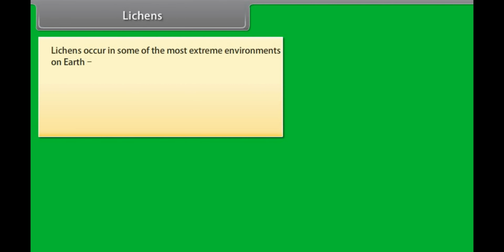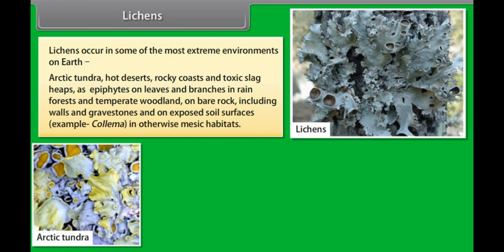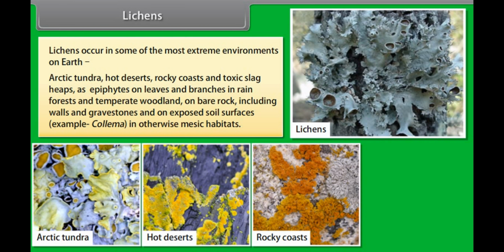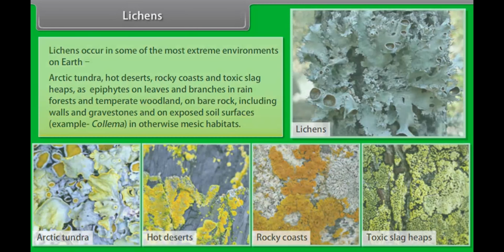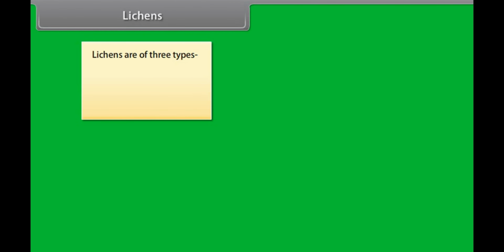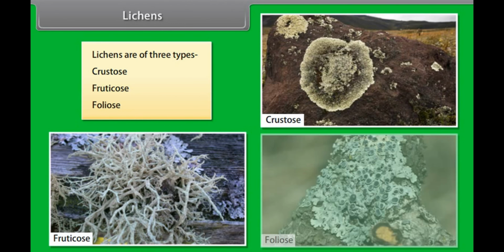Lichens. Lichens occur in some of the most extreme environments on Earth, that are Arctic tundra, hot desert, rocky coasts, and toxic slag heaps, as epiphytes on leaves and branches in rainforests and temperate woodland, on bare rock, including walls and gravestones, and on exposed soil surfaces, for example, Collema, in otherwise mesic habitats. Lichens are of three types: Crustose, Fruticose, Foliose.